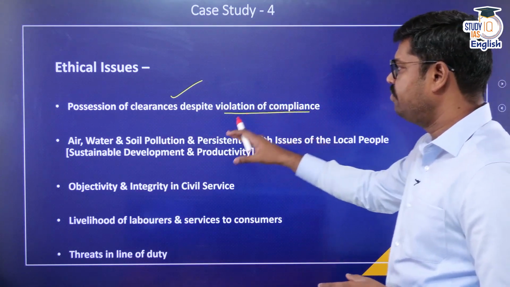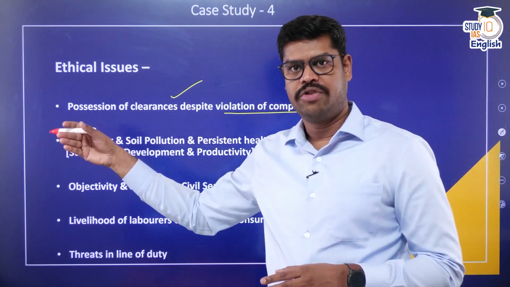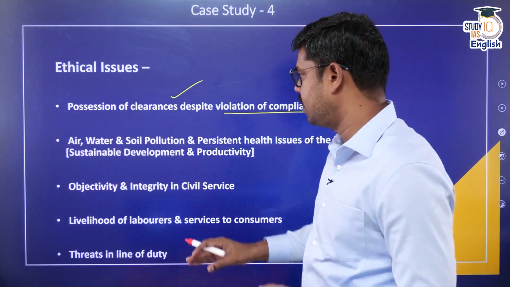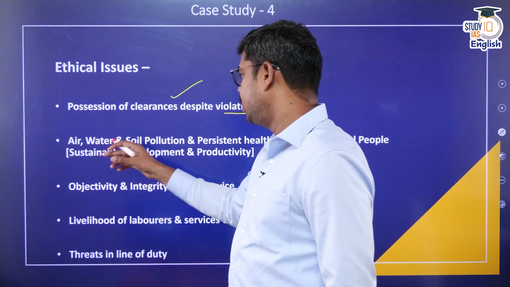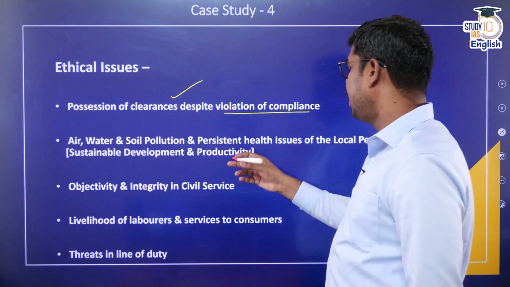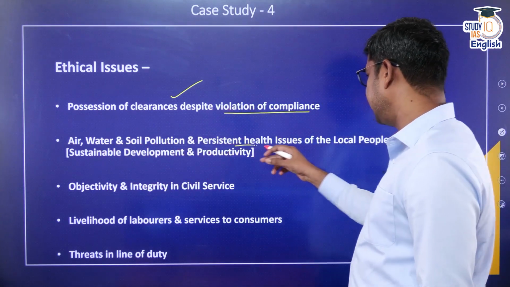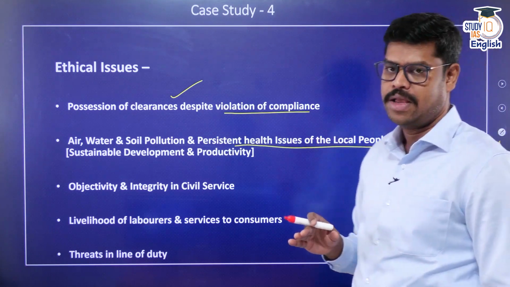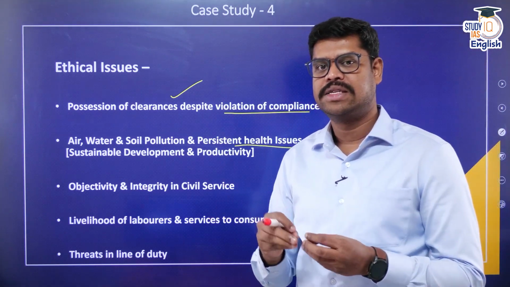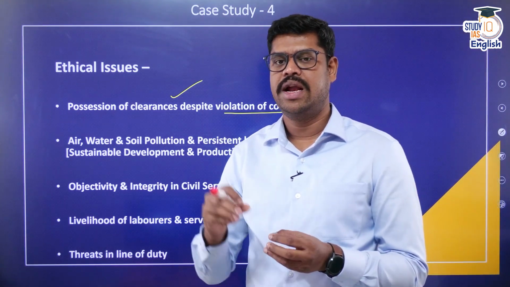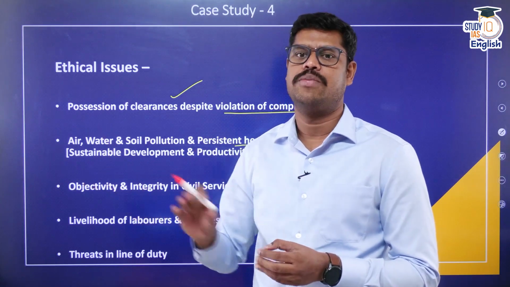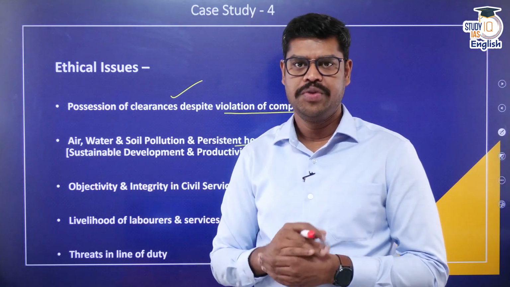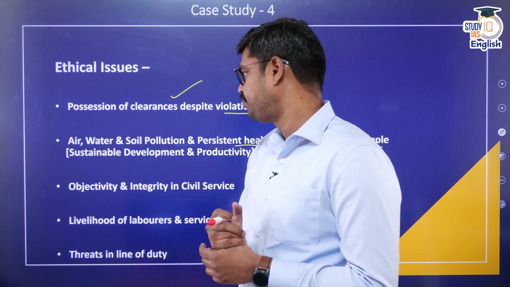And as a result of the non-compliance or as a result of connivance, what is actually happening? There is air pollution, water pollution and soil pollution, and that also led to the persistent health issues of the local people. So it is directly impacting the sustainable development of the region and of the local community. So what is affected because of this is the local community.